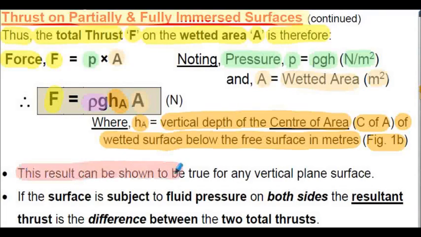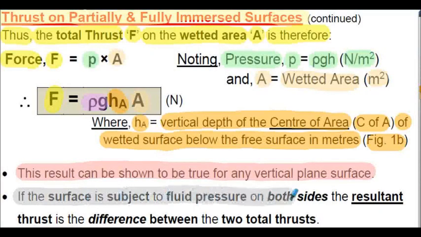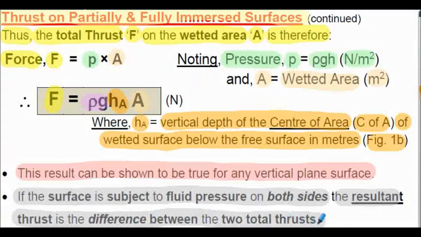This result can be shown to be true for any vertical plane surface. If the surface is subject to fluid pressure on both sides, the resultant thrust is the difference between the two total thrusts. We will consider an illustration of this later in the presentation.